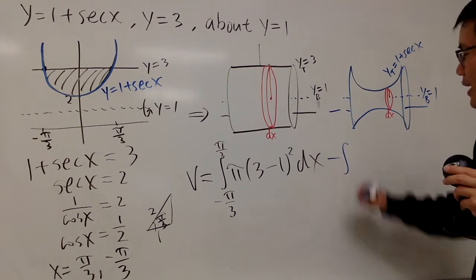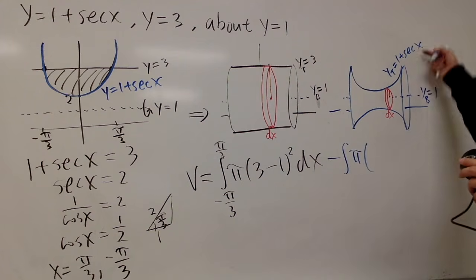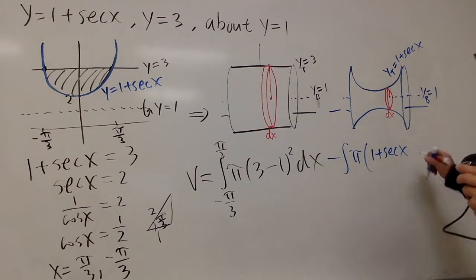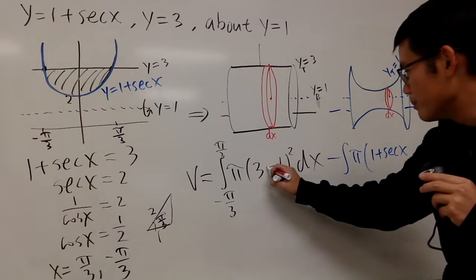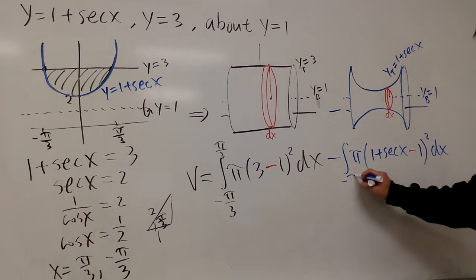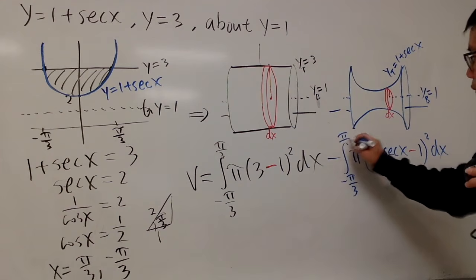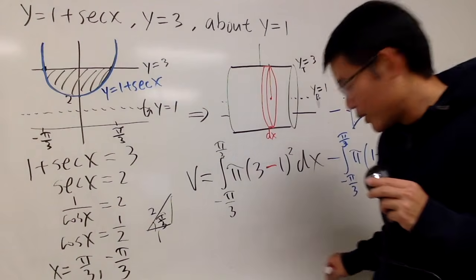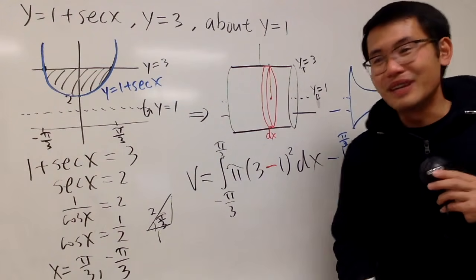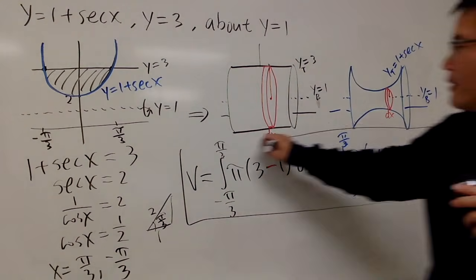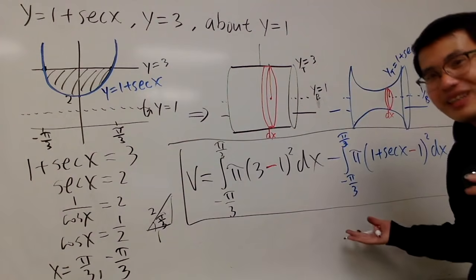So have a look. Integrating pi times this thing, which is 1 plus secant x, and then minus, right? Minus, maybe just make it minus in red, minus this. And then square that, dx that, and then we go from negative pi over 3 to pi over 3, like so. Very, very nice. And how are we going to do the integrals? Yes, I'm going to leave that to you guys. So you guys can comment down below your answer, and that will be very, very nice. But this right here is it.